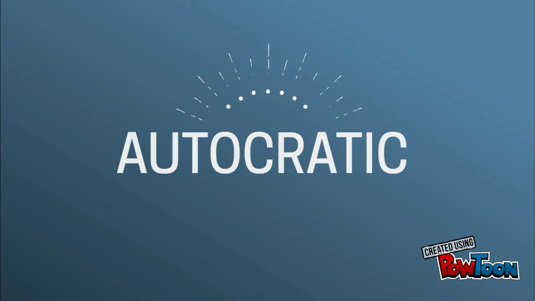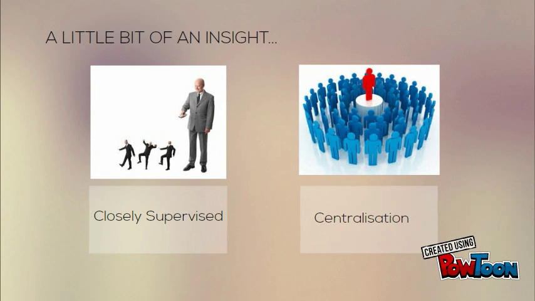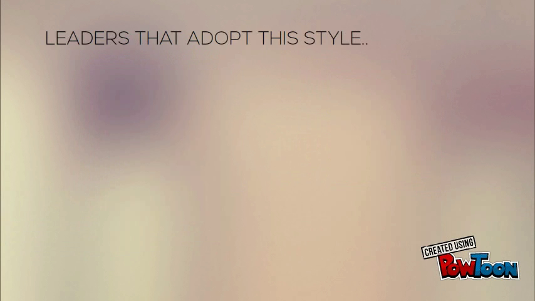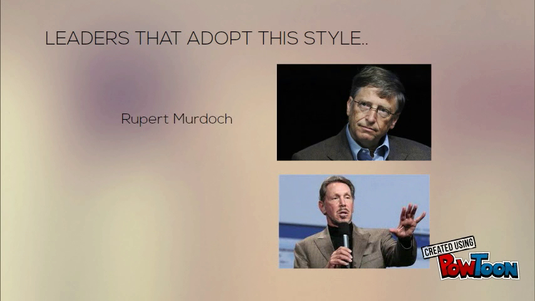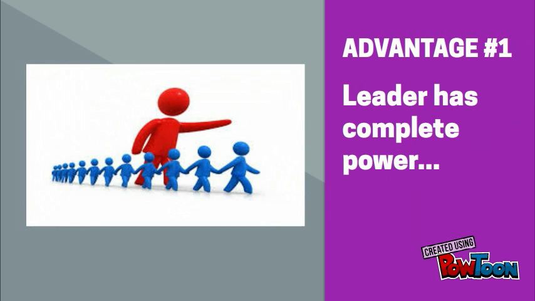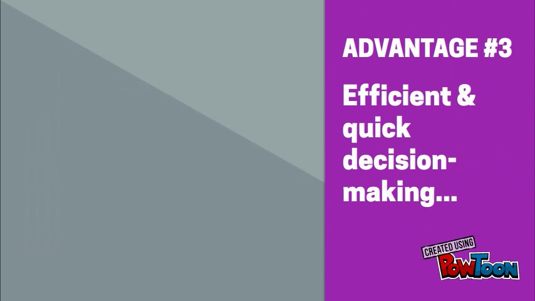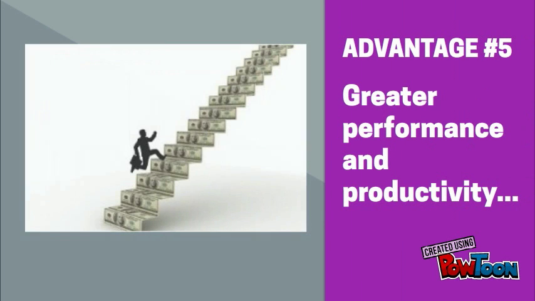When we talk about autocratic management leadership, we directly think about words such as closely supervised and centralization. There are some famous autocratic leaders such as Bill Gates, Oracle's Larry Ellison, Rupert Murdoch, and Steve Jobs. Why did they choose to be authoritarian? The benefit of autocratic leadership is that the leader has complete power, streamlines work processes, efficiency, quick decision making, and focus on target, greater performance, and productivity.